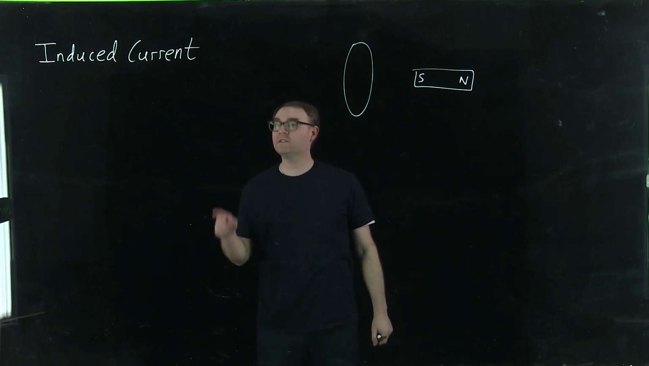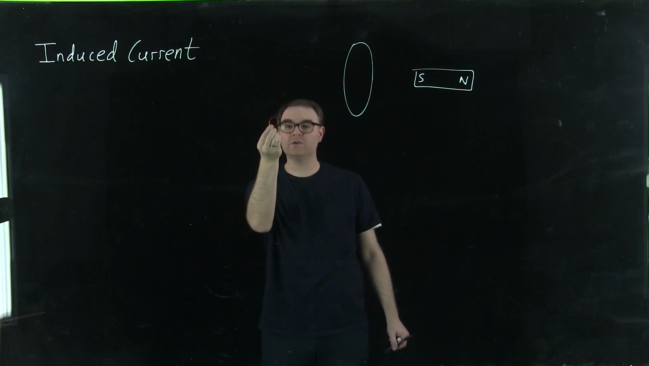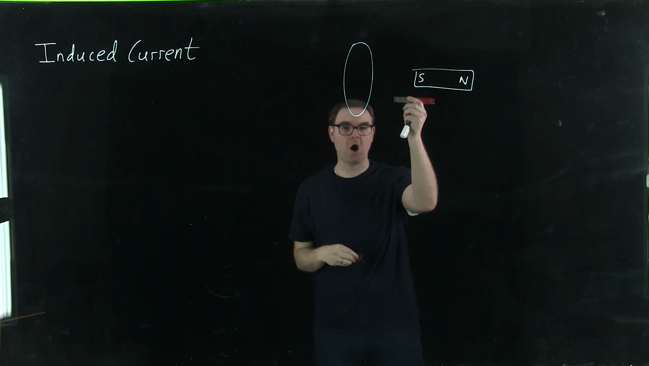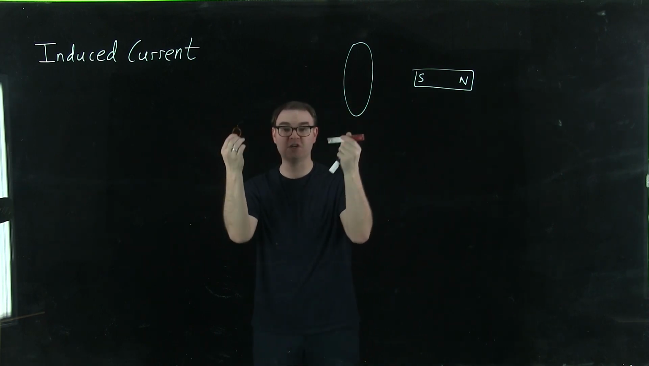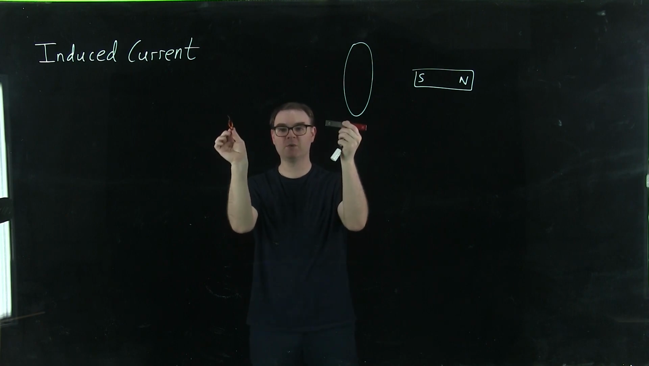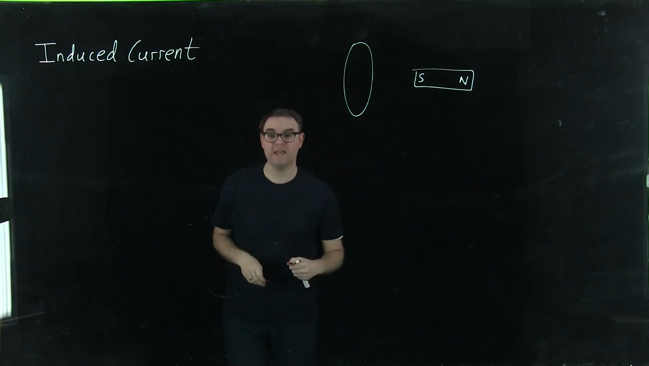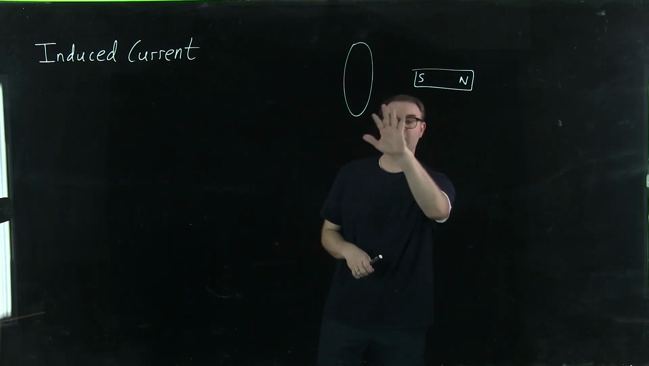Welcome everybody. Today we're going to talk about the induced current that you can get when you have a wire loop, which I've got a little piece of copper here bent into a circle, near a bar magnet that looks something like this. And what we're going to do, just like you thought about beforehand, is move the loop closer to the magnet and try to predict what is going to happen.